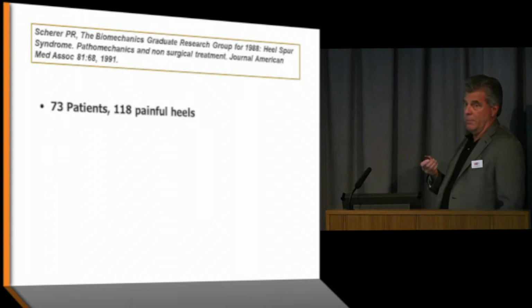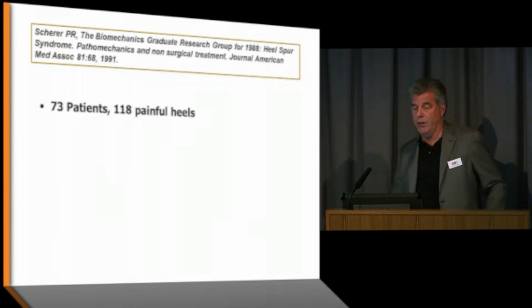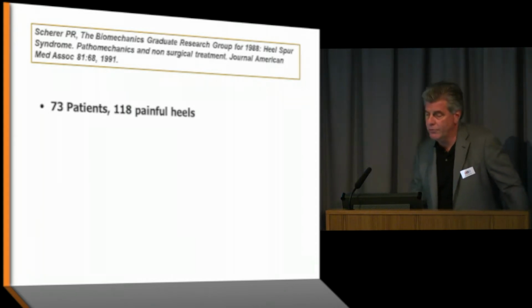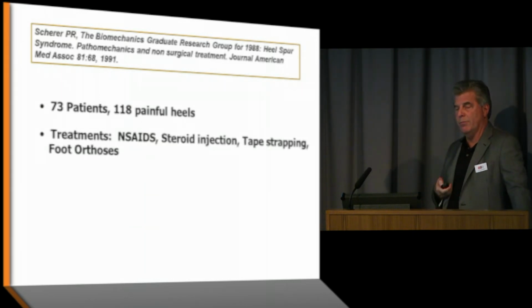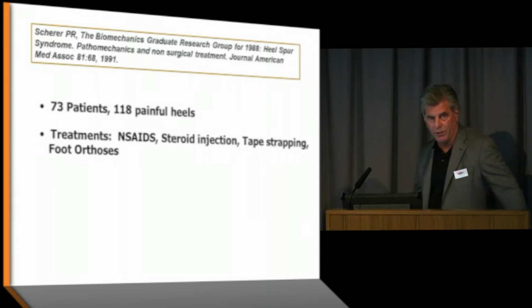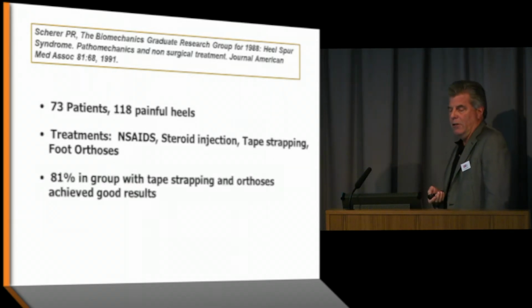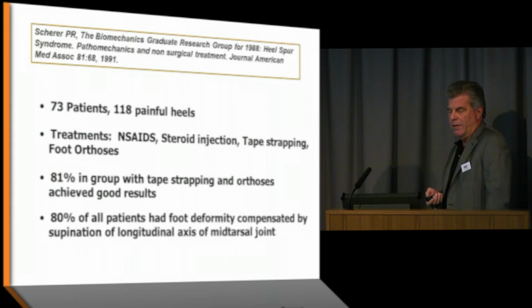This was validated in a very important paper by Paul Scheer and a group of students at the California School back in 1988. They took a fairly large number of patients who presented with plantar heel pain, and among other things, they treated them with conservative measures. But they looked at their foot type, and they found that 80% of those patients had a foot deformity, so to speak, that compensated by supination of the forefoot on the rear foot.